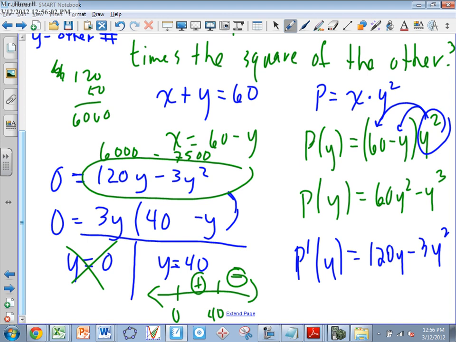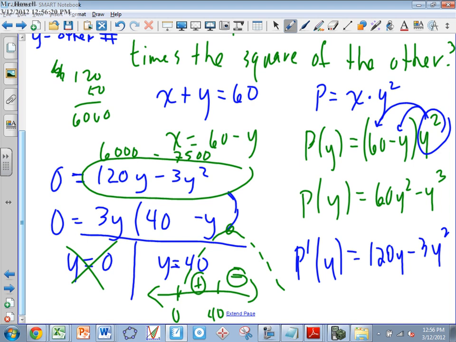So it's increasing, then decreasing. Therefore, this must be a max. Now, am I done though? What does the problem say? The maximum of the product. Find the actual product. So you need the other number, and then you've got to find the product.